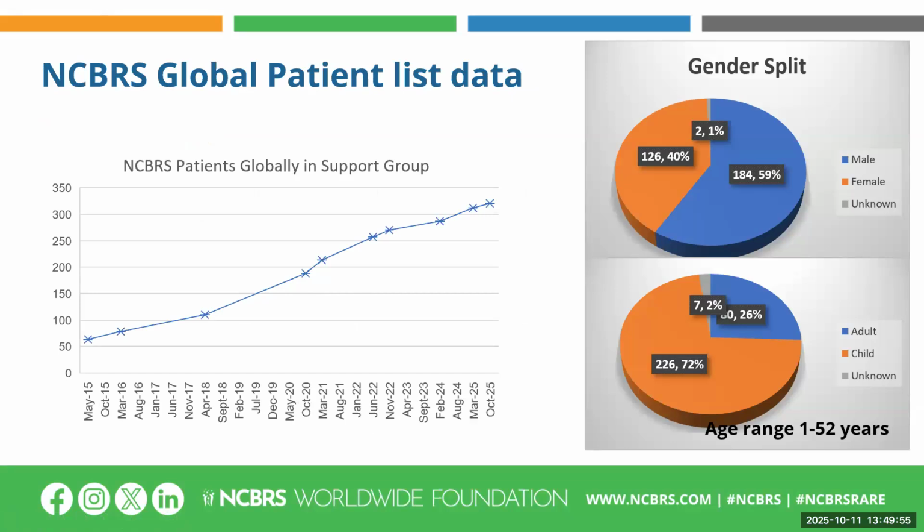There's 320 patients now that we're aware of. There's 312 in our family list and 8 new ones that we have to add. And you can see how the community has grown from back in May 2015 when they started with 52 people right up to the 320 today. So the community is growing day by day.